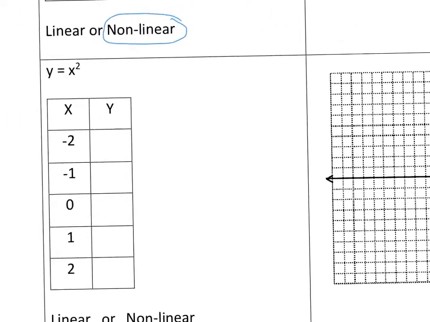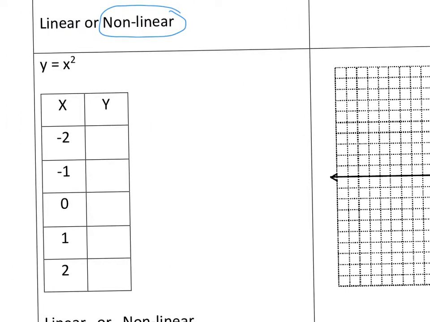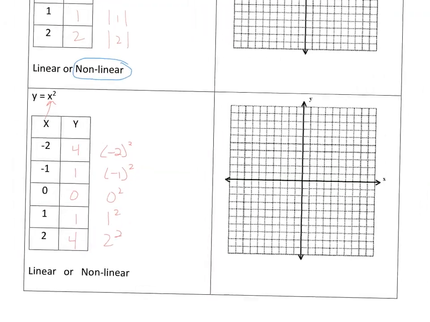So now you're going to do the exact same thing, just plug it in. So you're going to take the x's and plug in. So I get -2 squared. So that's 4. -1 squared is 1. 0 squared is 0. 1 squared is 1. And 2 squared is 4. Okay. All right, so let's come over here and graph.